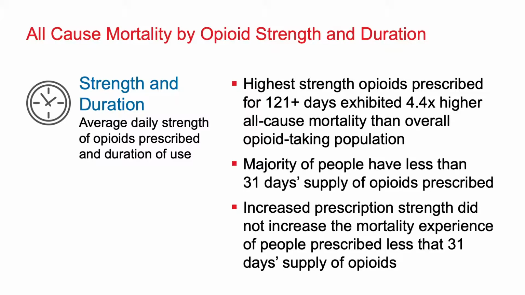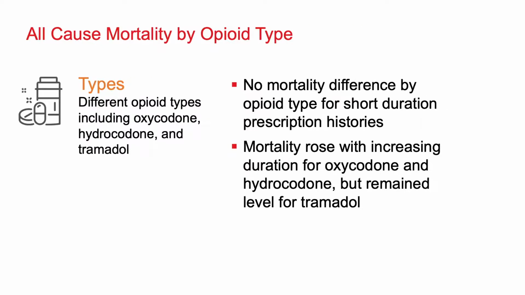That being said, 80% of the opioid-taking population only received opioid fills for less than 31 days. This group observed no increases in mortality regardless of increased opioid strength and had consistently lower all-cause mortality than the general opioid-taking population. The next thing that we looked at was differences in all-cause mortality by the different opioid types.